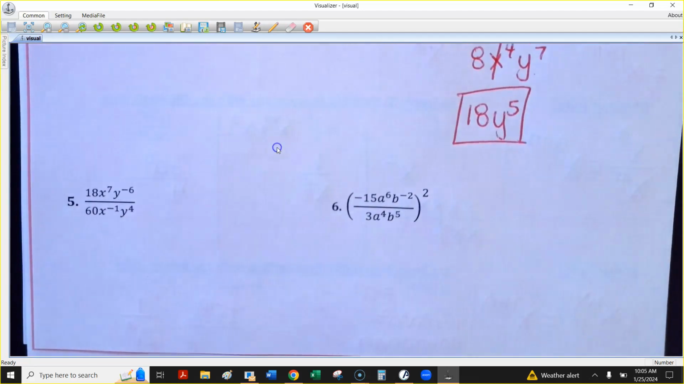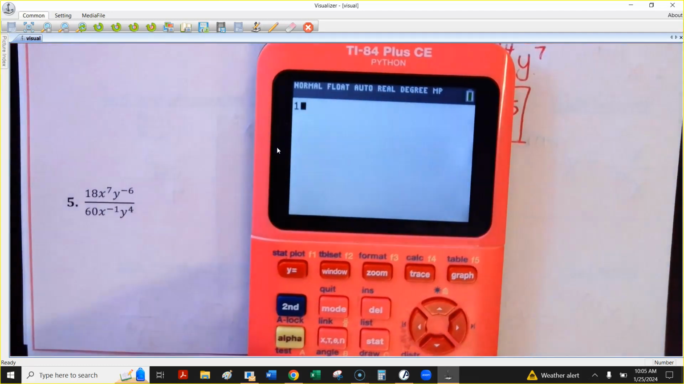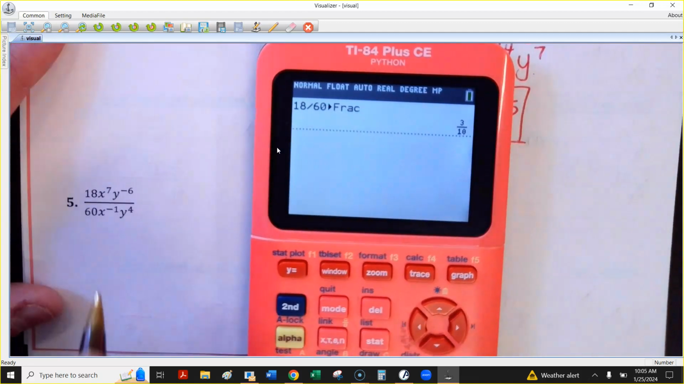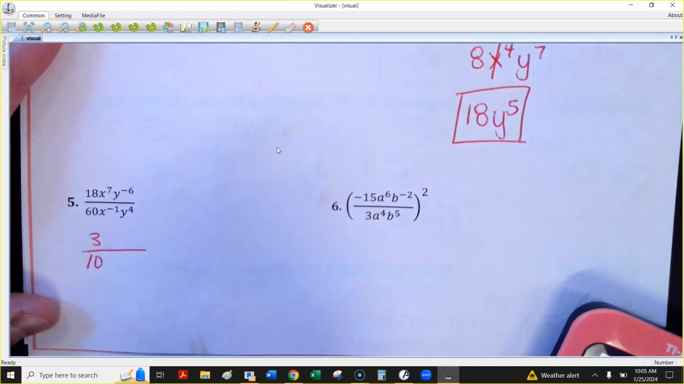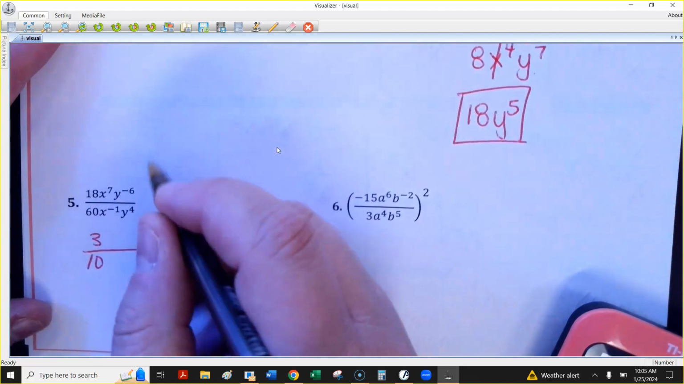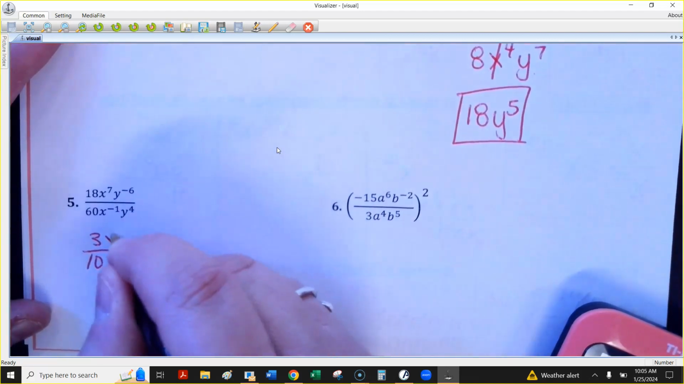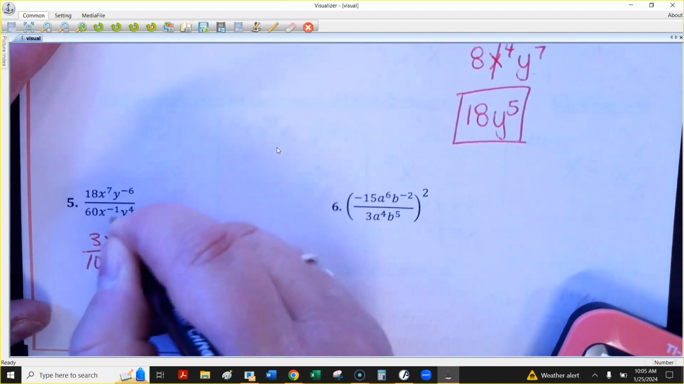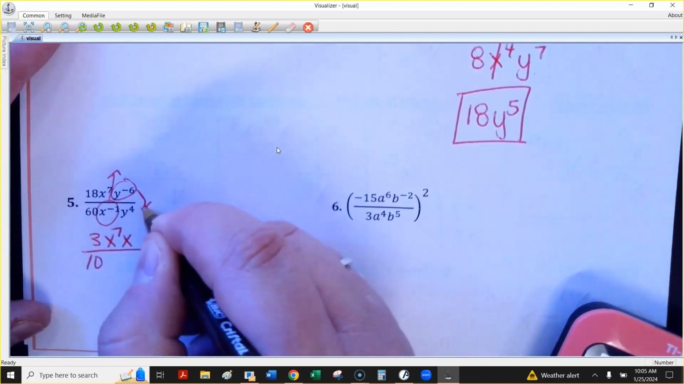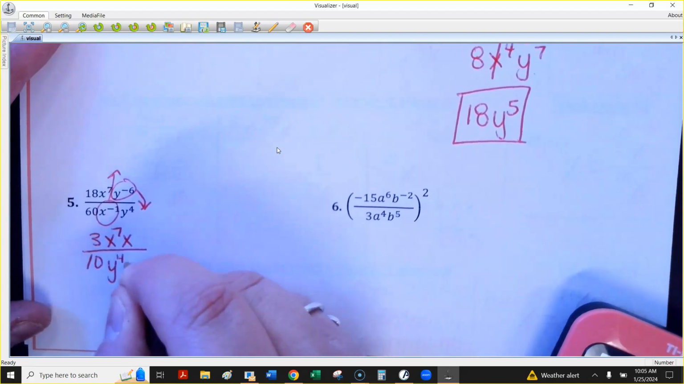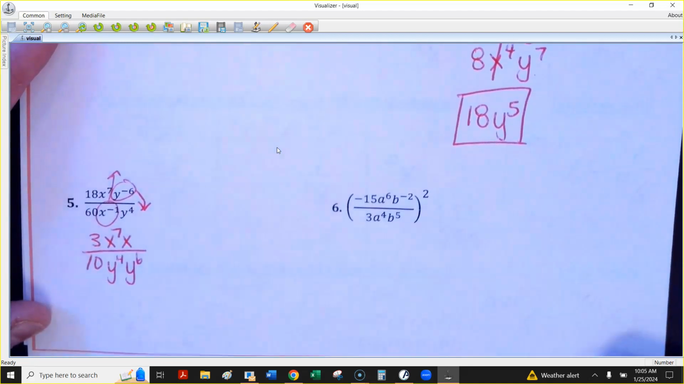Now let me do these two at the bottom. I'm going to just see, I don't think 18 goes into 60, so I'm going to do my math, enter. So this is 3 over 10, and if you move negative exponents, you'd have x to the 7th, and I'm going to move this x to the top. You're going to move y to the 6th to the bottom, so you'd have 4, and you move 6 to the bottom. I'm just finishing this up, and I'll be quiet.